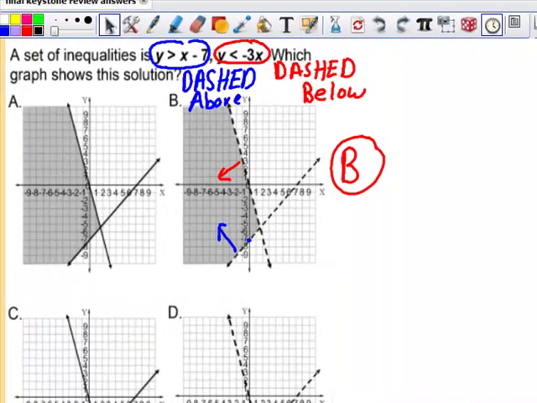Next question. A system. Again, these should be very easy to match up. I am going to be shading above a dashed line that has a slope of 1 that crosses the y-axis at -7. And this other one has a y-intercept of 0, but goes down at a rate of down 3 over 1, and you're going to be shading below that. So answer is B.